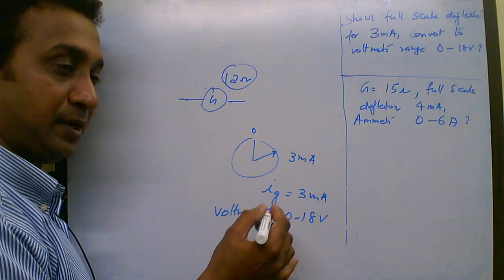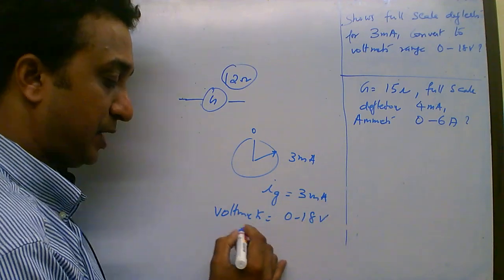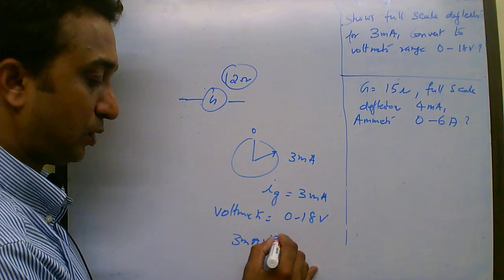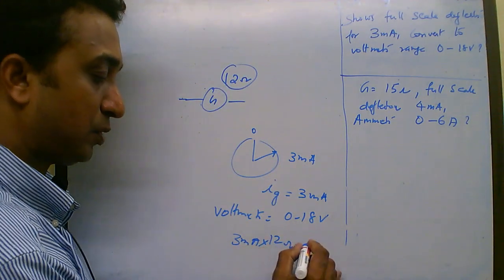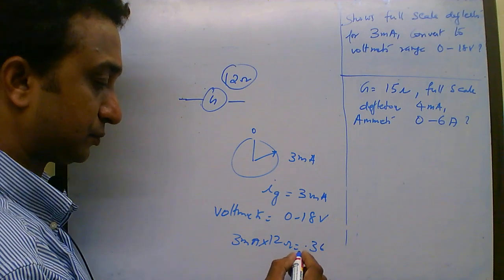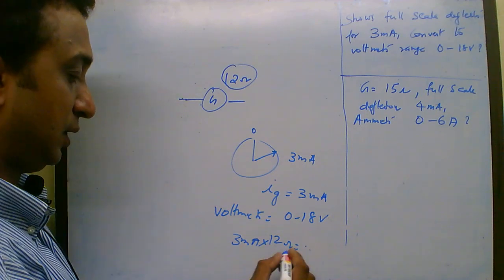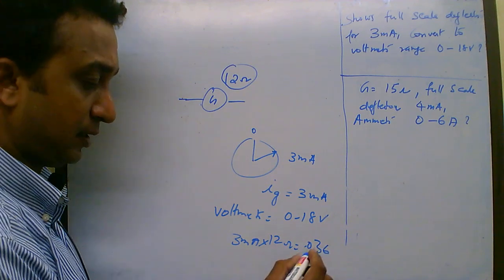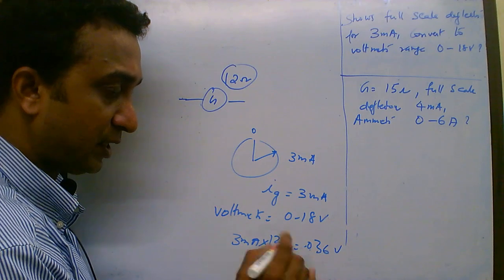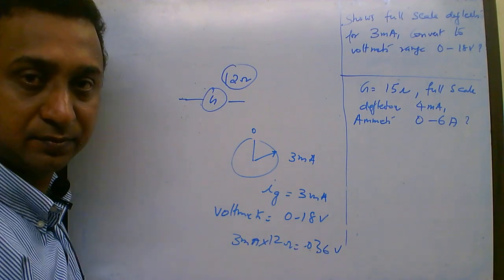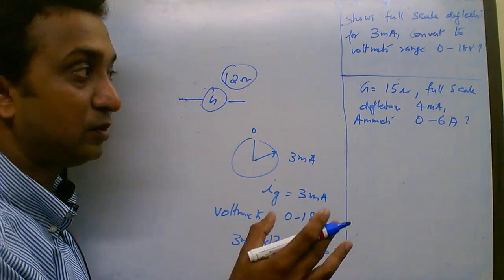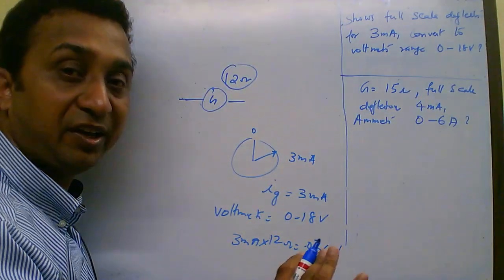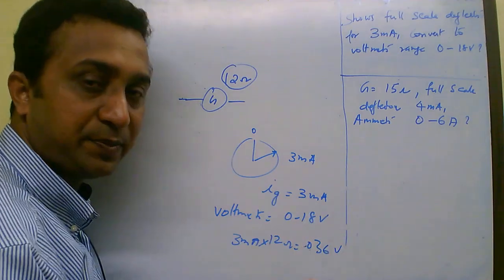Normally, if a current of 3 milliamperes flows through it, and the resistance is 12 ohms, then 3 into 12 is 36 millivolts, so 0.036 volt, right? This much voltage is enough for the needle to reach the extreme end, and you are going to convert it so that the needle will reach the extreme end only when 18 volt is being provided.